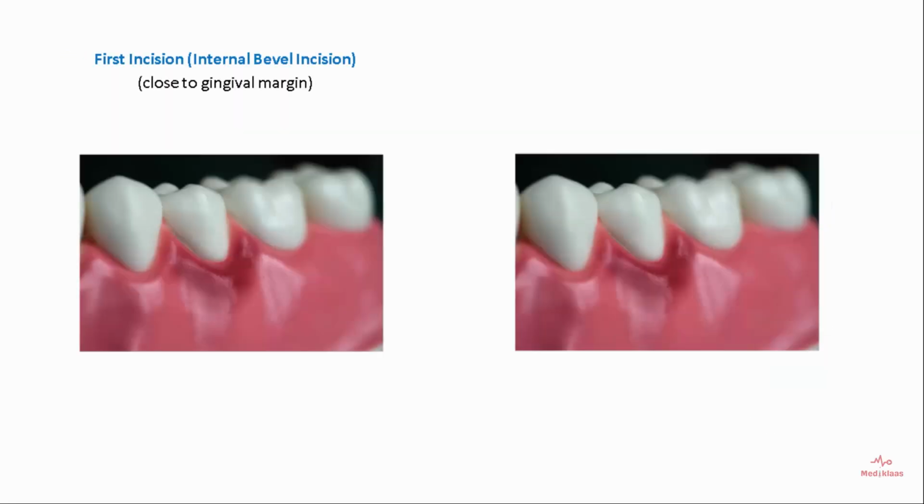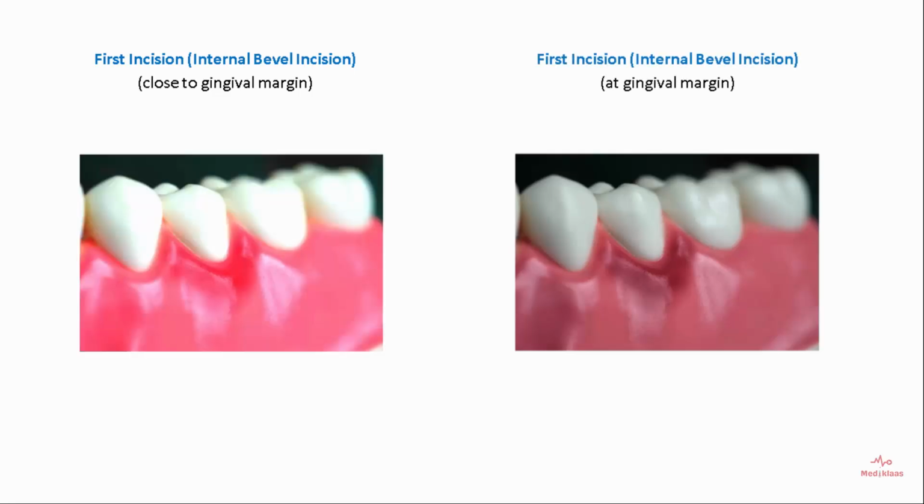The first incision can be given close to the gingival margin or at the gingival margin. The left side image represents the incision given close to the gingival margin, whereas the right side image depicts incision at the gingival margin.